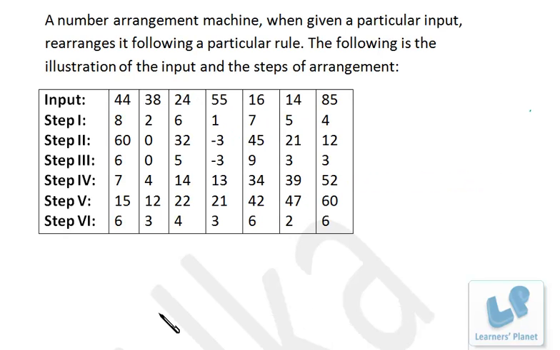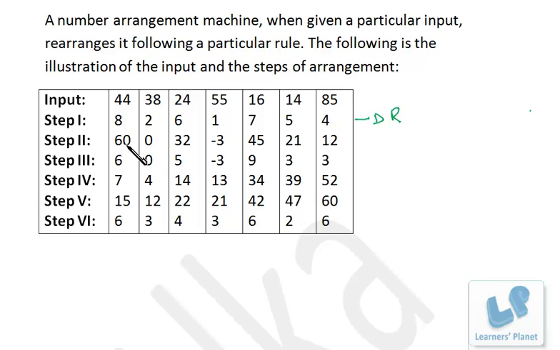Now friends, let's take this problem. This input is there. Let's take the first step from 44 to 8, 38 to 2, 24 to 6, 16 to 7. You can observe that digits are being added, right? 4 and 4, 8. 8 plus 3, 11. 1 and 1, 2. 4 and 2, 6. 5 and 5, 10. 1 and 0, 1, right? So digits are added. So we can say in this step, digital root is calculated, right?